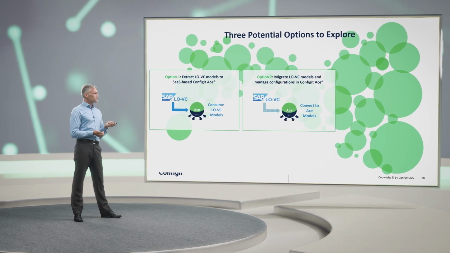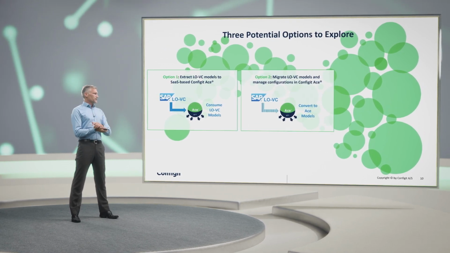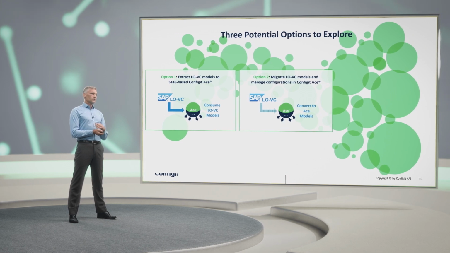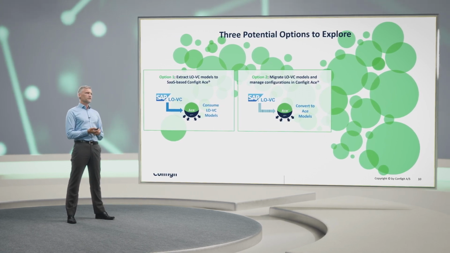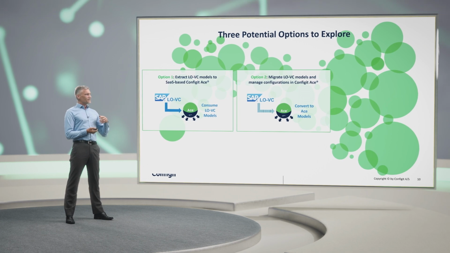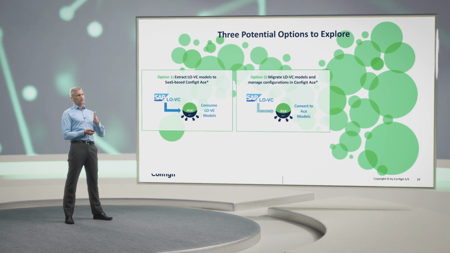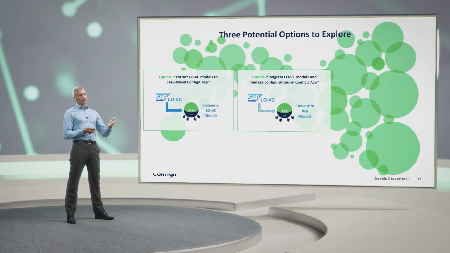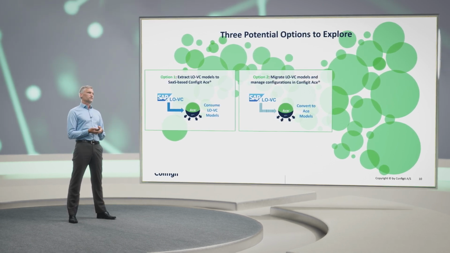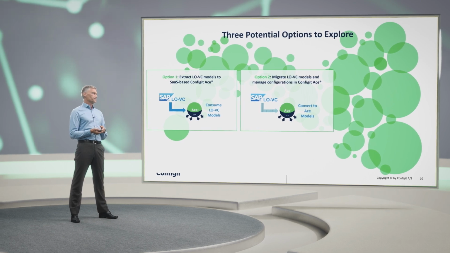The next option that we're going to look at is basically to keep the structure of the LO-VC models inside of SAP, but then migrate the rules into ACE as a one-off task, and then you continue to use ACE as the modeling environment for these rules and the logic.